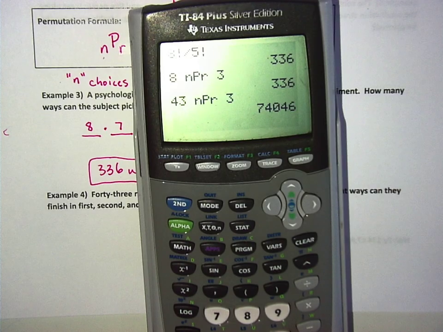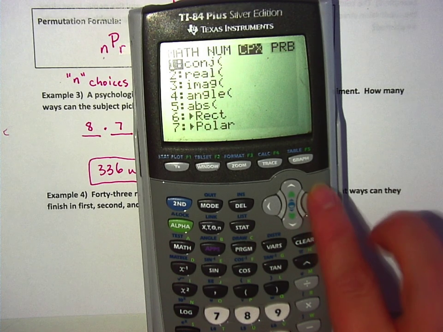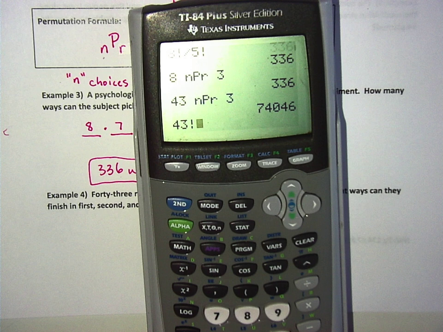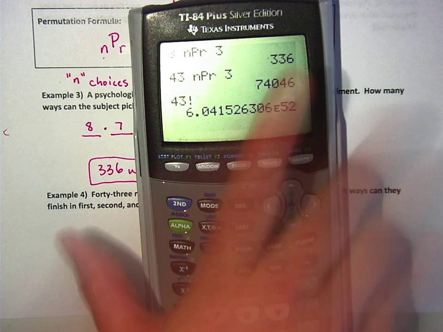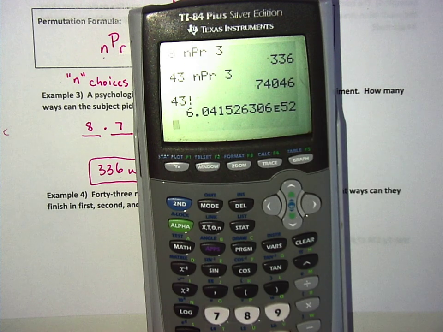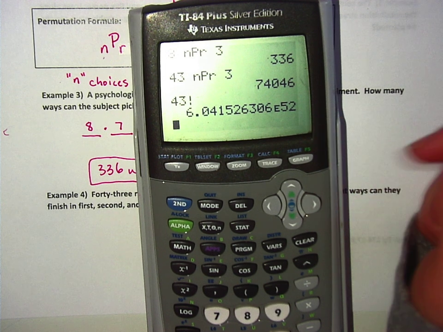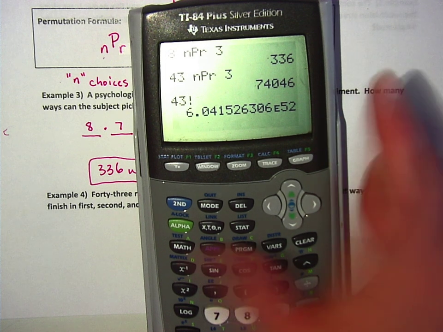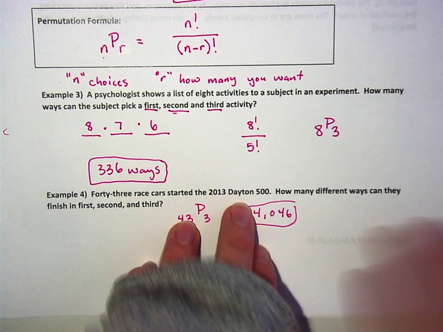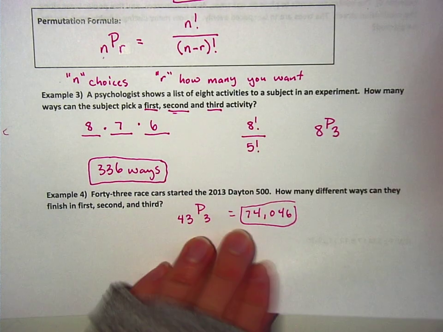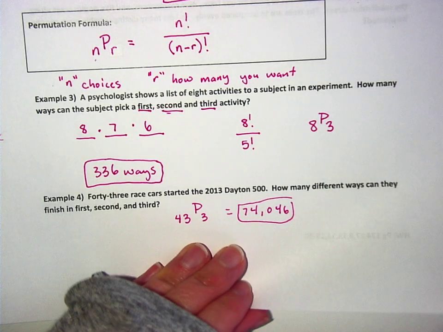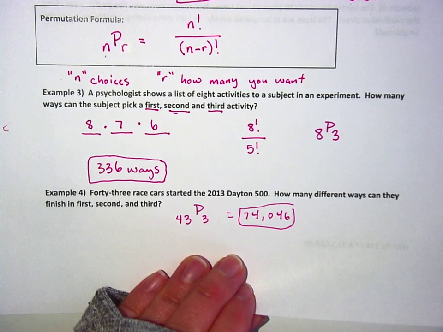Now, if I tried 43 factorial in my calculator right now, 6.04 times 10 to the power of 52, moving the decimal 52 times. That's how many different ways they could finish. I know. It really starts to blow your mind once you start thinking about all the different ways this stuff can happen. All right, on the back side.